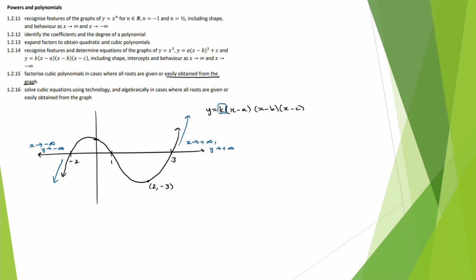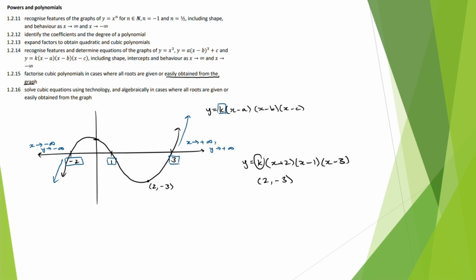I could similarly have a y-intercept here, but I don't want it to conflict with this. Anyway, reading off this graph, we can easily find a factorized cubic. We have this point here, this point here, and this point here. As a result, our form is going to be y equals k multiplied by (x + 2)(x - 1)(x - 3). And we also know that we have the point (2, -3).